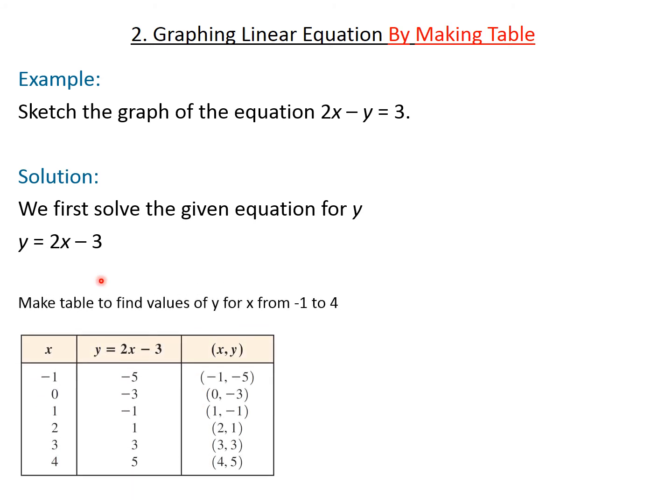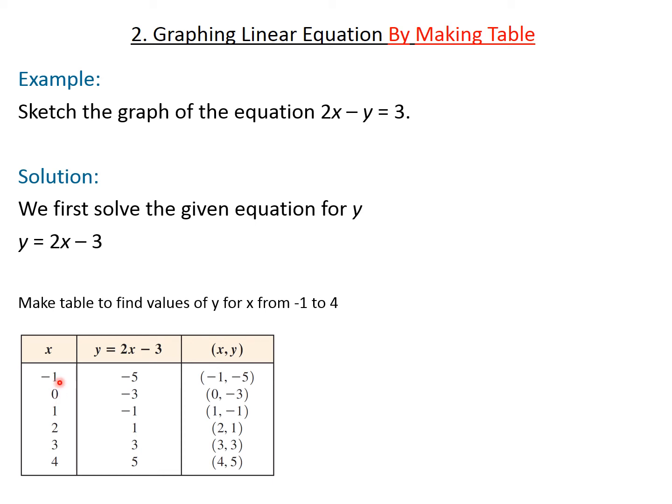Now we decide some values for x. You can choose from minus 3 to plus 3 or 0 to 3, whatever comes to your mind. Here I have taken minus 1, 0, 1, 2, 3, 4. Since it's a linear equation, you don't have to choose so many values. Decide only 3 values for x, and then you can have a straight line.